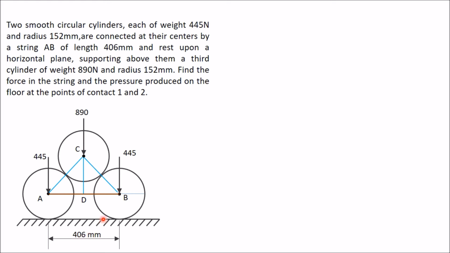that is 203 mm. Now in this right angle triangle BDC, this angle theta can be obtained from the relation cos theta is equal to BD divided by BC, that is adjacent divided by hypotenuse. So cos theta is equal to adjacent, 203 mm, half of 406, and hypotenuse BC equal to twice the radius of these two cylinders, equal to 304 mm. From these two you can determine theta as 48.1 degrees.